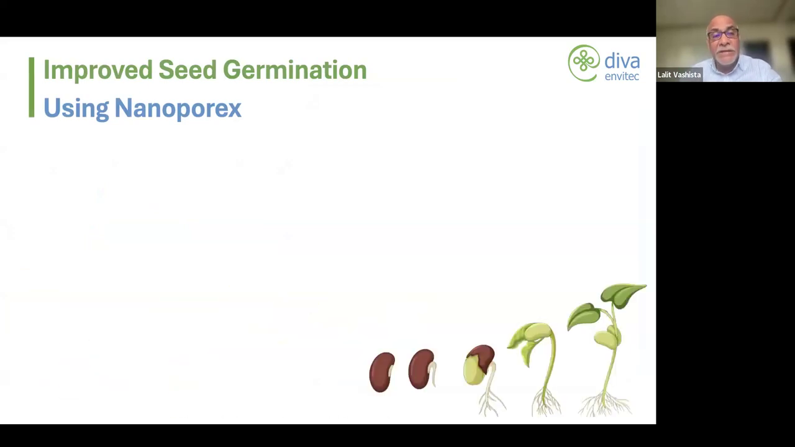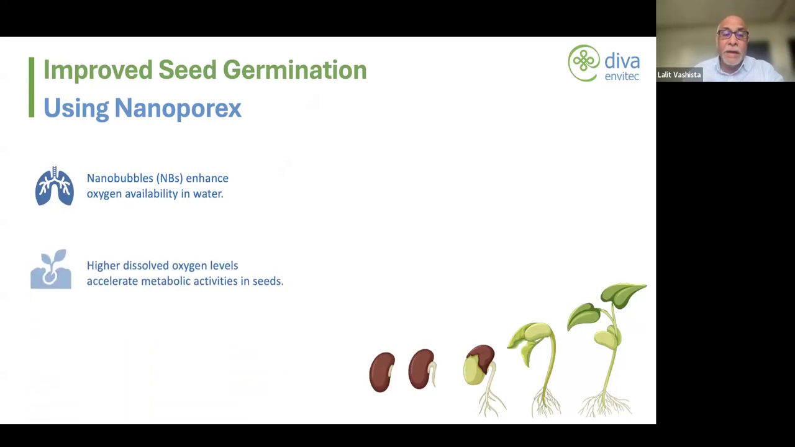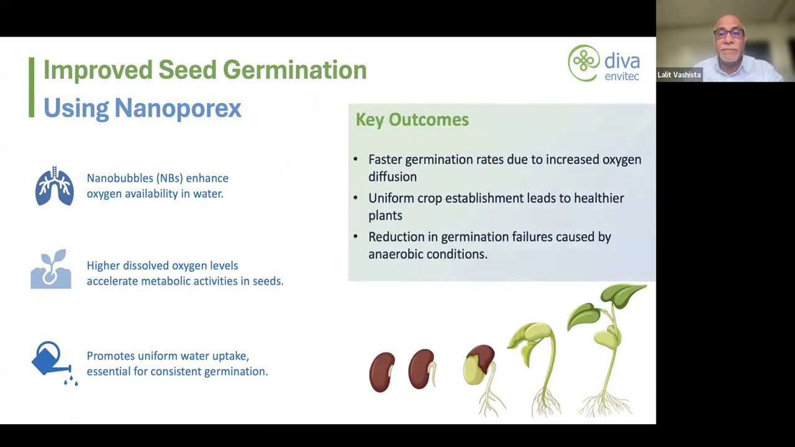So starting from the seed germination point, using Nanoporex nanobubble water enhances oxygen availability. Higher dissolved oxygen levels accelerate metabolic activities in seeds. Promotes uniform water uptake essential for consistent germination. That means the losses you can get sometimes during germination of seeds are drastically reduced, and you have a very healthy plant growing from the very beginning. So you can start using nanobubbles right at the seed germination stage.